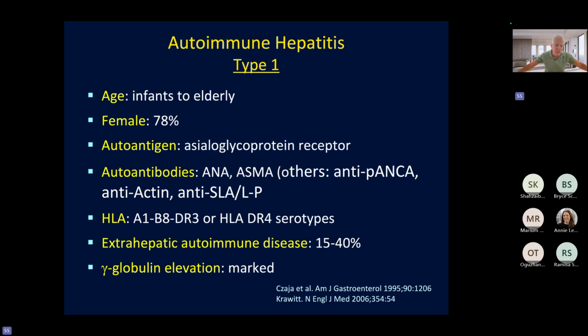The HLA-DRB subtypes are shown here. These you can read about. You're not going to be asked on the boards to give them back. And what is also interesting, much like celiac disease, patients with autoimmune disease tend to have other autoimmune diseases for obvious reasons. And so extrahepatic autoimmune diseases occur in up to 40% of patients with AIH. And these patients with type 1 will have marked elevations in their gamma globulin.